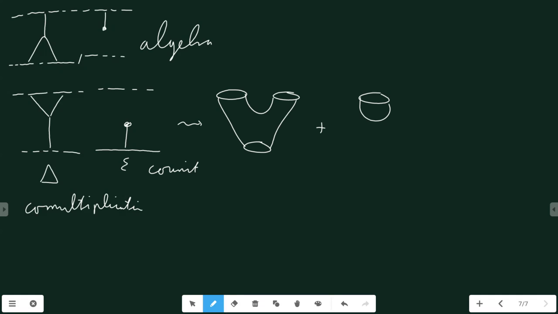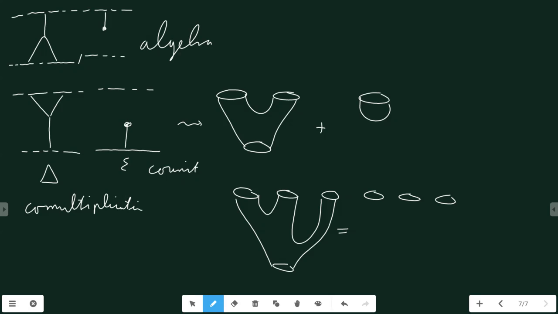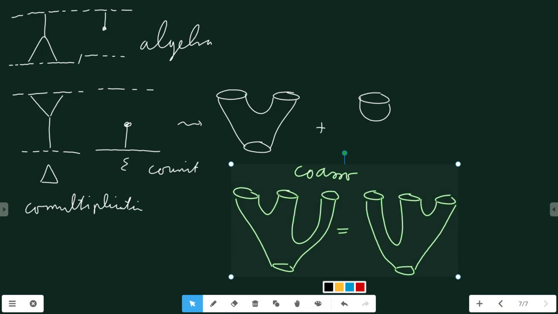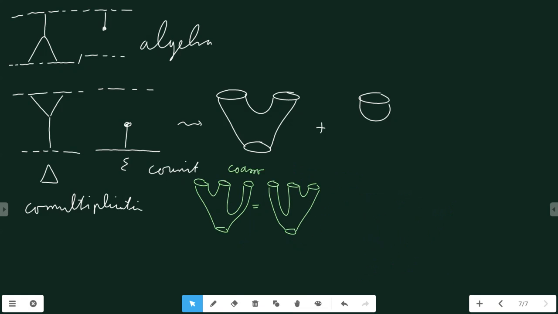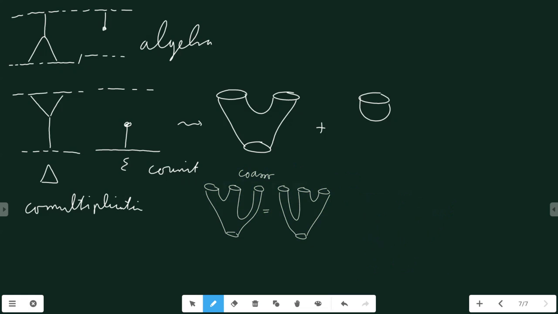And the corresponding relations that you think they should satisfy are exactly what you think they are. It's a long leg, short leg. Which one is short now? This one is short, this one is long. So this would be co-associativity. And co-unitality, well, let me do it like this. Co-unitality would look like this.